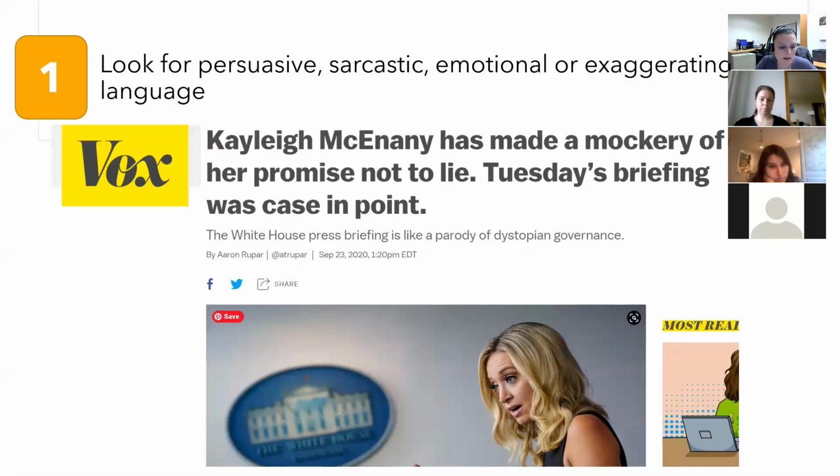And this is another example of that. Kayleigh McEnany has made a mockery of her promise not to lie. Tuesday's briefing was case in point. So this is on Vox, and it doesn't say anywhere that it's analysis or opinion. But we can use that last bullet point to keep in mind that this is really trying to sway us in one direction, and it's very opinionated.